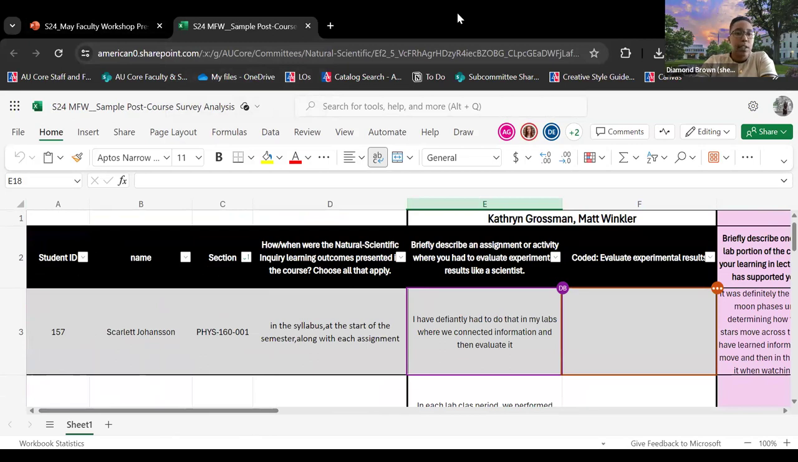We'll give you 10 or so minutes to do this, and then we'll come back, check in, see how you're doing, and then go from there.